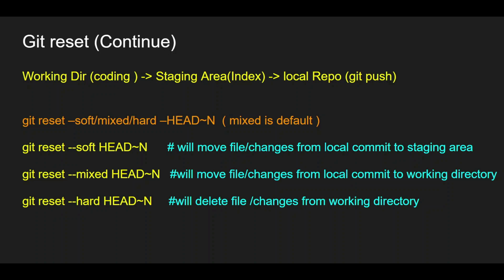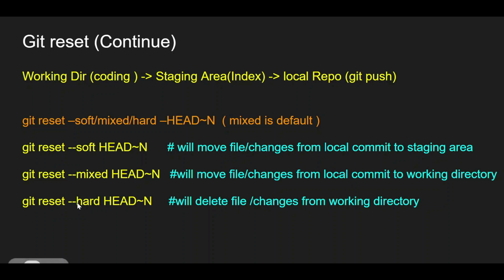When we run git reset with the mixed mode, instead of moving into staging, it moves those changes into your working directory. So if you again want to move those changes into the commit or into your local repo, then you need to run git add and git commit. But git reset mixed moves those changes into your working directory. Git reset --soft moves those changes into your staging area.